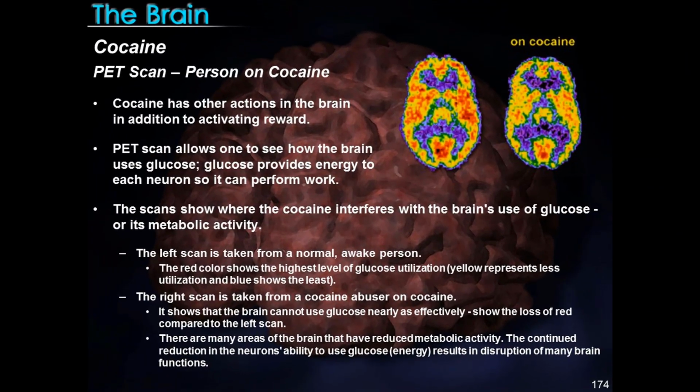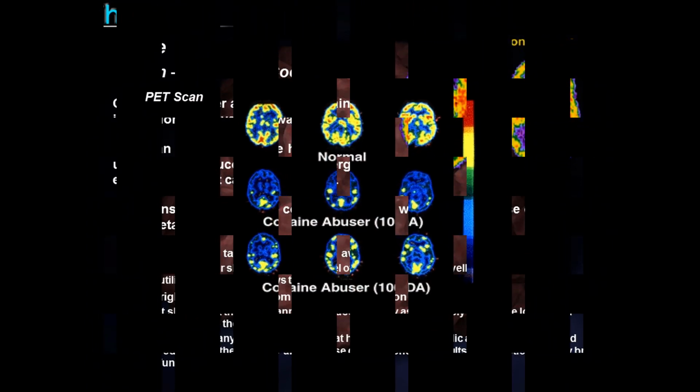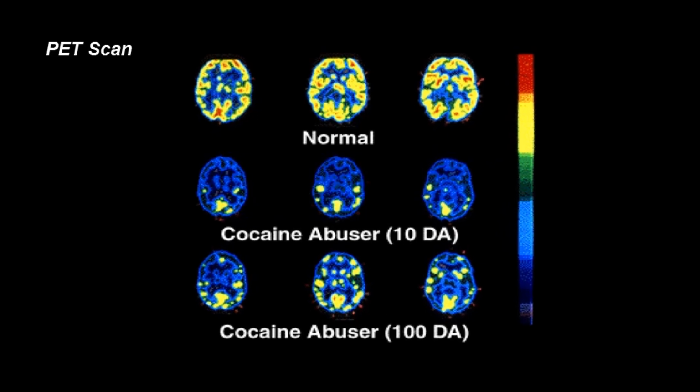PET scan here, we can see the left picture is taken from a normal person that's awake. This is showing glucose metabolism. The one on the right, you can see a person on cocaine has some areas of the brain that are working more, but mostly the brain is actually downgrading in the scan we have here. The brain's not working as well on cocaine. So while people think that they're brighter and faster and smarter, they're really not. They're just more into a rewarding experience.